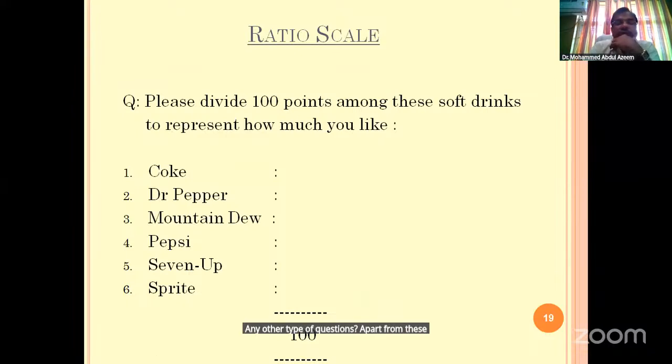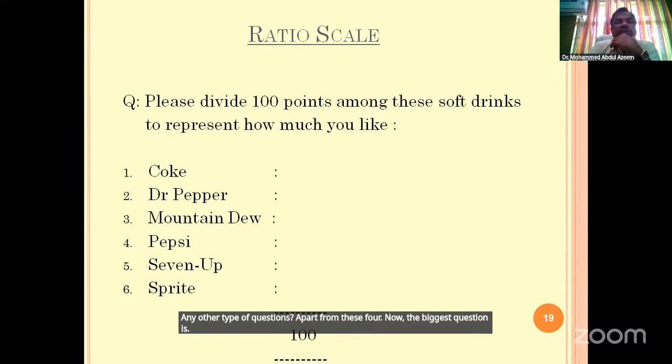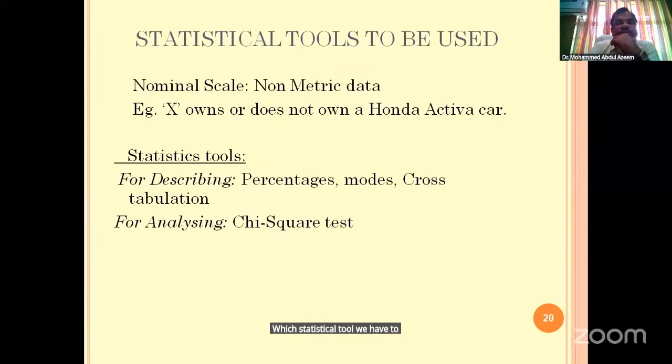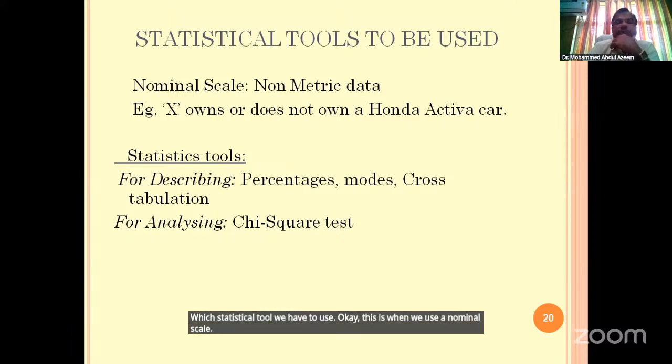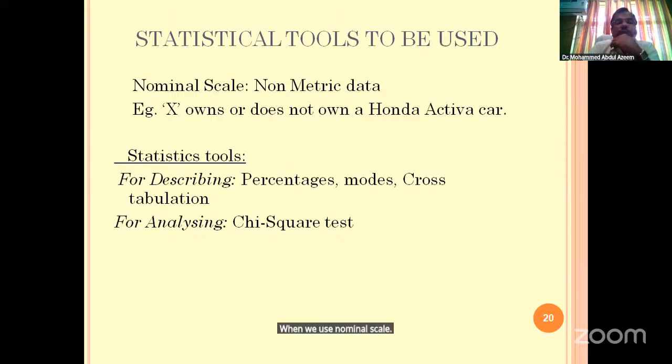Now, the biggest question is which statistical tool we have to use. See, this is when we use a nominal scale. When we use nominal scale, usually we have to use descriptive statistics, because, do you own a car? Yes, no. That is the answer. What do you say? 70% of the respondents own a car, 30% of the respondents don't own.